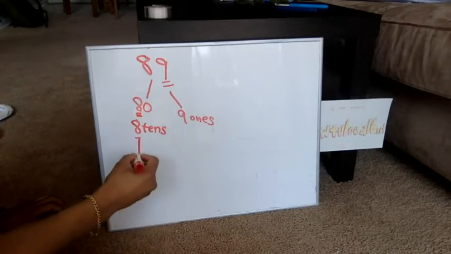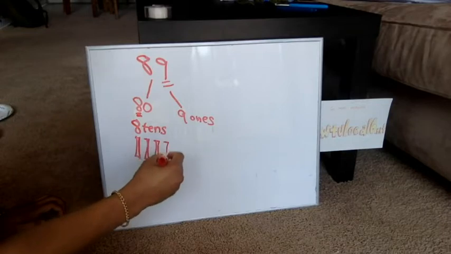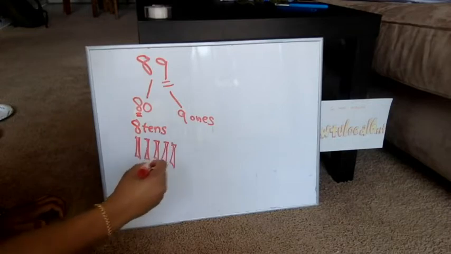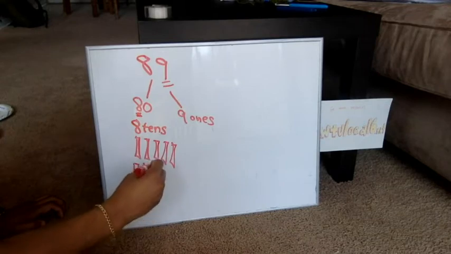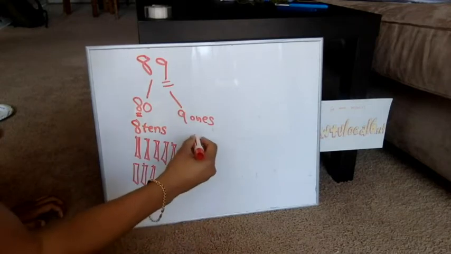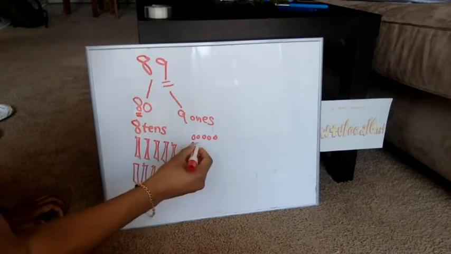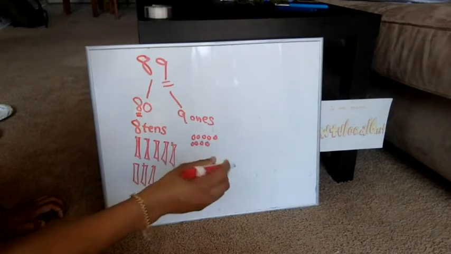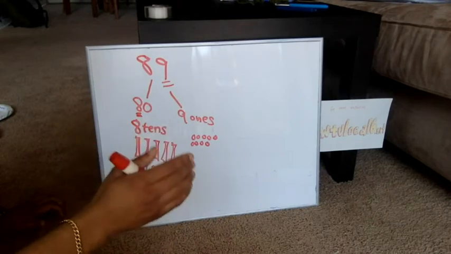That means that we do 8 10 rods. 10, 20, 30, 40, 50, 60, 70, and 80. And we do 9 ones. 1, 2, 3, 4, 5, 6, 7, 8, 9. You may not think this is important, but it's very important, very easy.